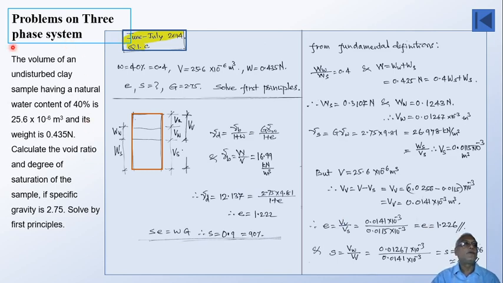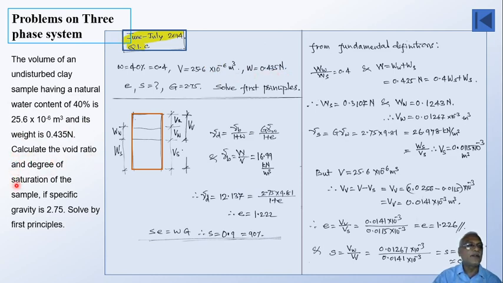Okay, next problem we have here. The volume of an undisturbed clay sample having a natural water content of 40%, so water content is 0.4, is 25.6 into 10 raised to minus 6 meter cube. The volume is so small. Anyway, V equals 25.6 into 10 raised to minus 6 meter cube, and its weight is 0.435 newtons.